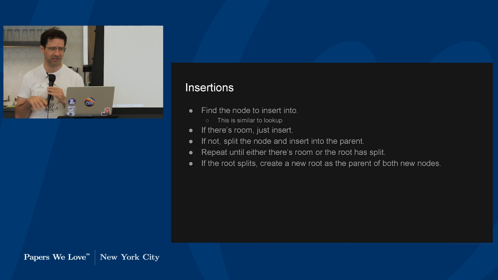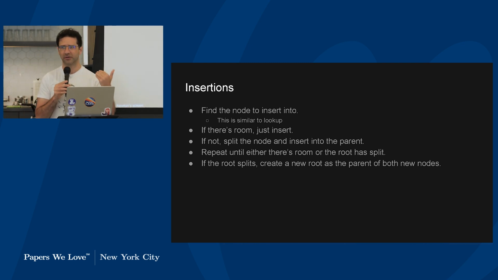Insertions are slightly more complicated. You start by finding the node you want to insert to. This is pretty similar to a lookup. You do the walk down to the leaf. If there's room in that node, you just insert into the right location, and binary search will find it. If not, then you split the node and insert the new key, which used to be the middle value, into the parent. If this expands the parent node and you run out of room, you split the parent, and you keep going up all the way to the top of the tree.